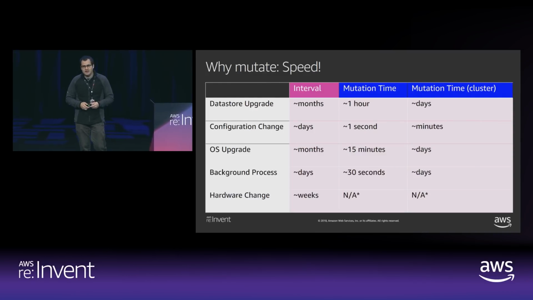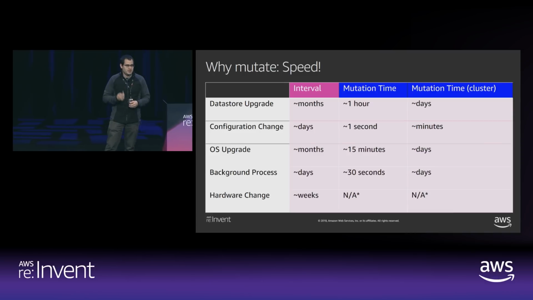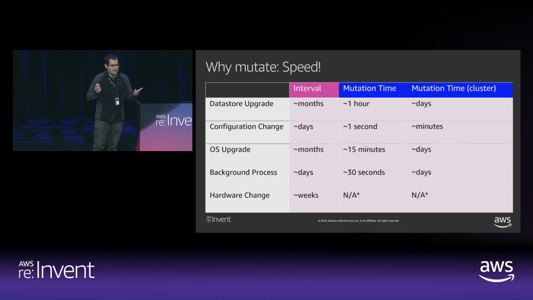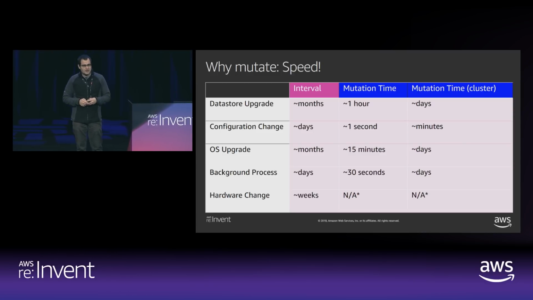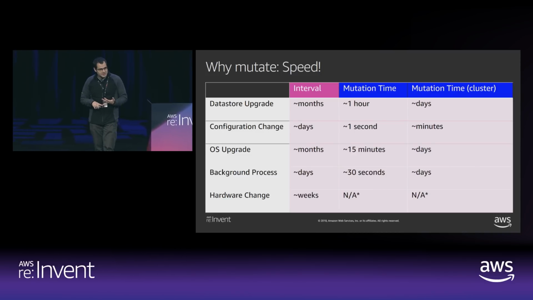Why do we do this? Why do we mutate? One word, it's because of speed. Mutation of stateful instances is extremely fast. We can upgrade our data stores in about an hour. We can make configuration changes, things like changing a YAML setting or a syscontrol, in a few seconds. We can upgrade the operating system with a reboot in 15 minutes. And we can do background process upgrades, things like sidecars or metrics sidecars, in 30 seconds. So super fast. This means that our changes to do a whole cluster might take days, rather than weeks or months if we actually had to move the state around.